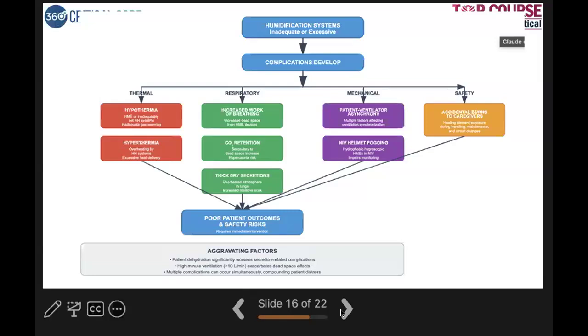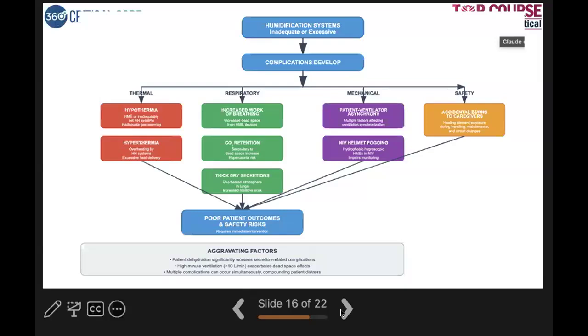And when the patient is having excessive ventilator asynchrony, try to avoid humidifiers. Especially in NIV, helmet NIV, adding a humidifier could unnecessarily fog the helmet and may not help in the actual benefit, because that is why we are using the helmet and NIV. And sometimes accidental burns could happen to caregivers. So these are the complications of the humidification system.